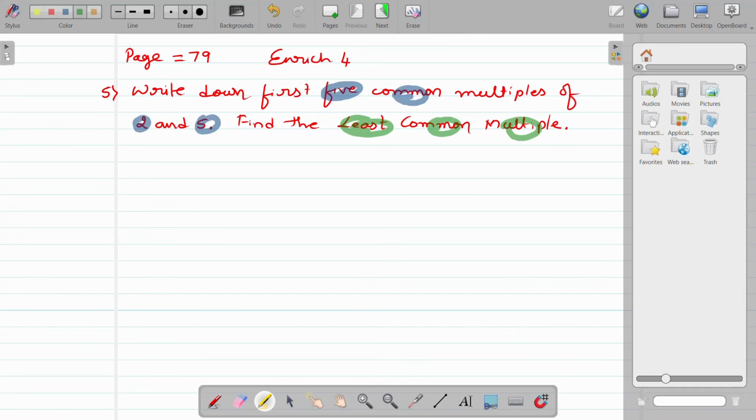So to find the least common multiple as well as the first 5 common multiples, we have to write the multiples of 2, multiples of 5, and then we will find the first 5 common multiples. In that, we will find the least common multiple. Before going to solve this question, first we will understand the meaning of this least common multiple. So just understand the definition of the least common multiple.